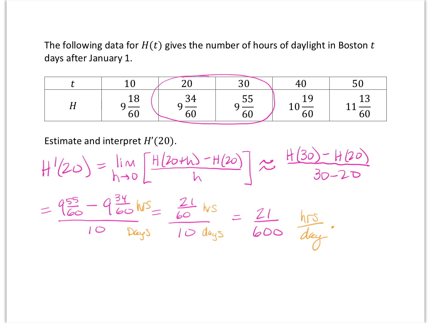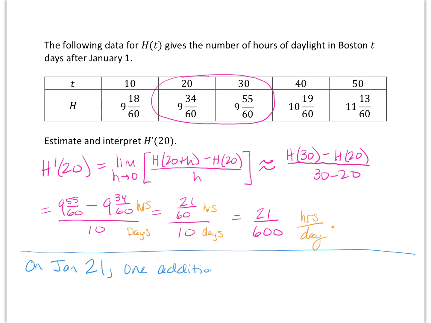January 21st. So let's write this out very clearly what this means. 20 days after January 1st, on January 21st, because this was h prime of 20, one additional day yields approximately 21/600ths of an hour increase in daylight.